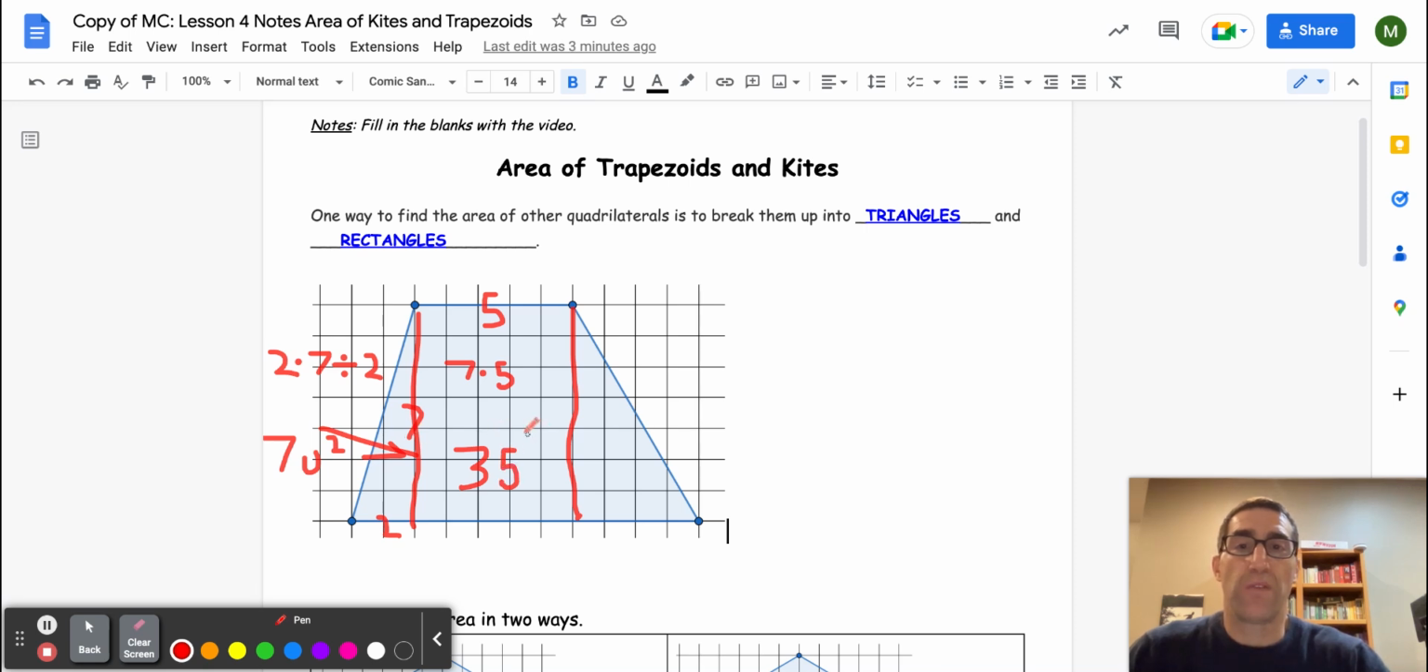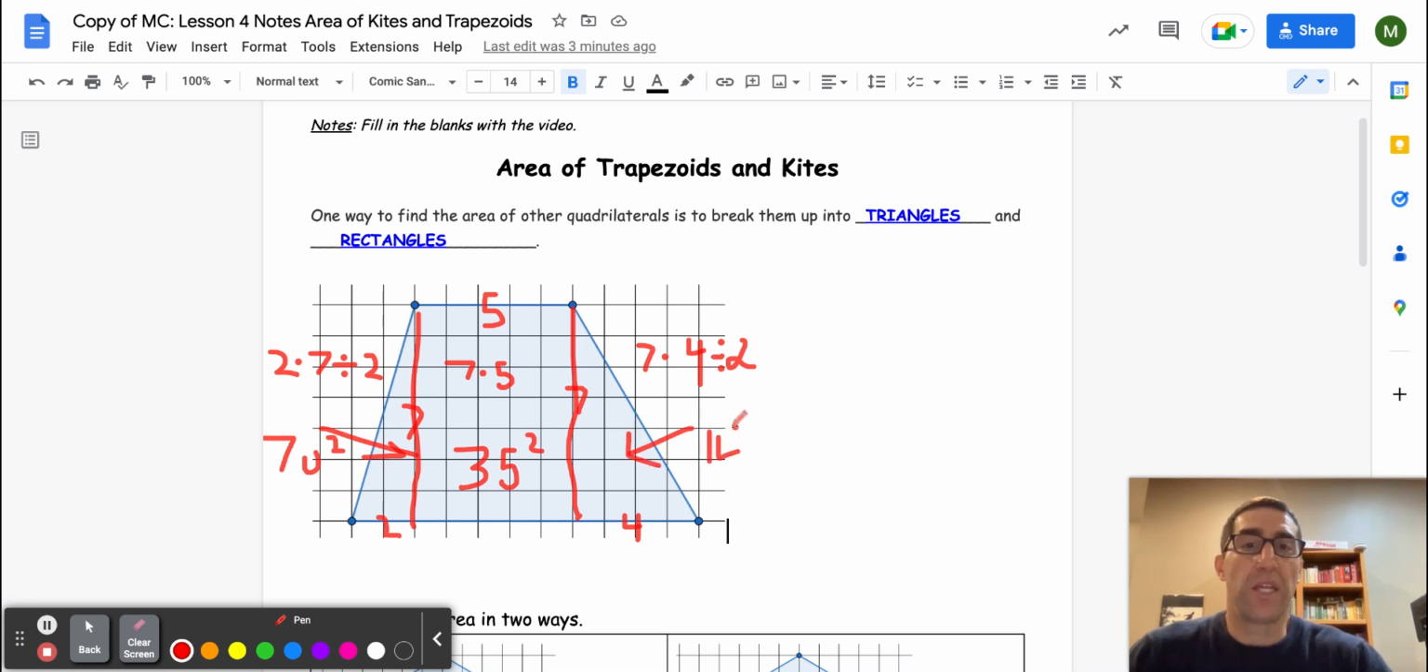So we've got a triangle so far, a rectangle, and now we're going to have one last triangle. Again, the height is 7. That hasn't changed. But this time we've got a base of 4. So the area of a triangle is base times height divided by 2. So 7 times 4 divided by 2. Well, that means we've got 28 chopped in half. Oh, this one's going to be 14 units squared.